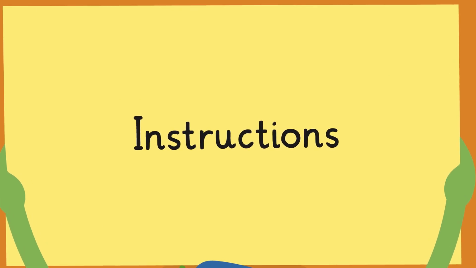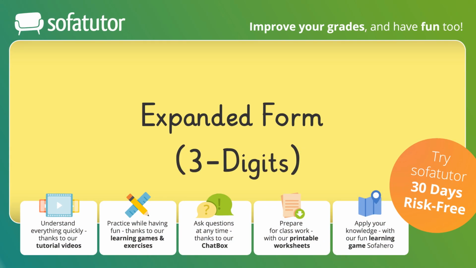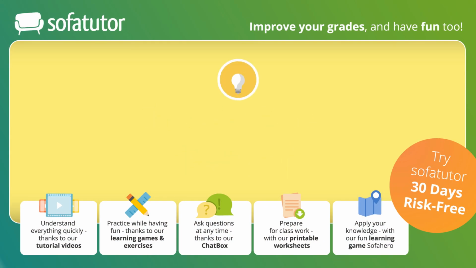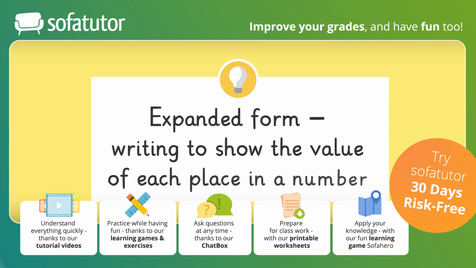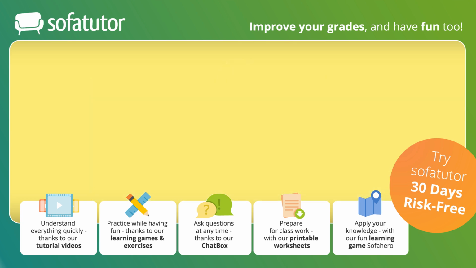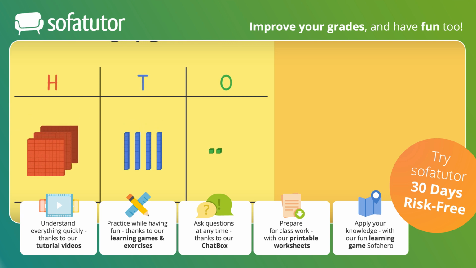While they build, let's learn all about expanded form 3 digits. When writing numbers in expanded form, we are writing to show the value of each place in a number. How do we write a 3-digit number in expanded form? We can use a place value chart and base 10 blocks to identify the value of each place in a 3-digit number.